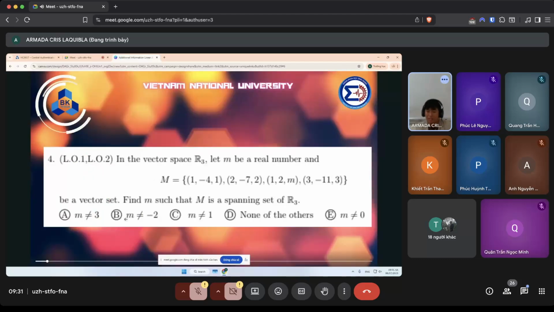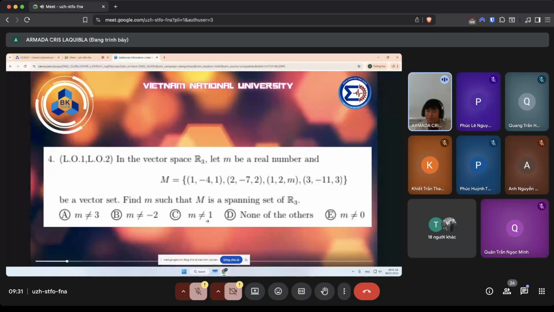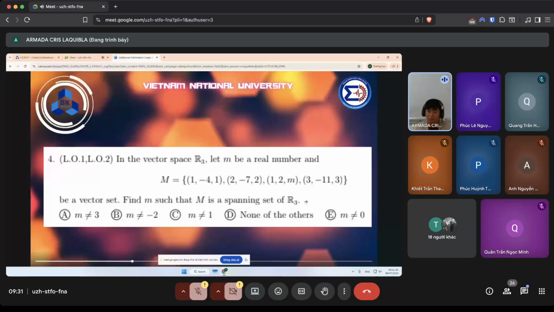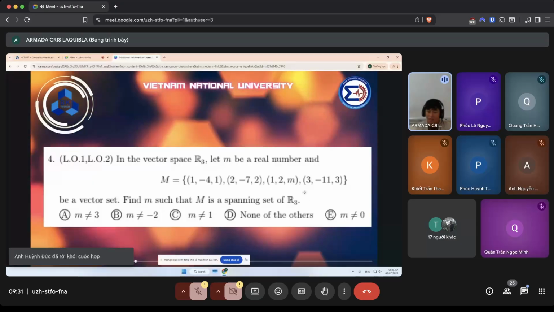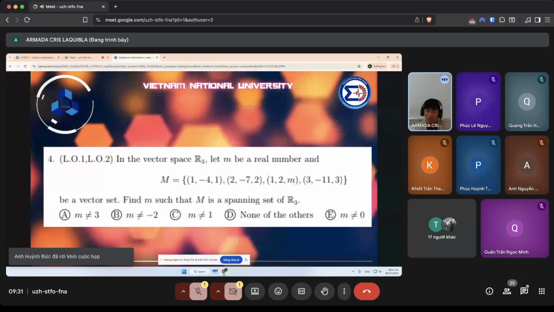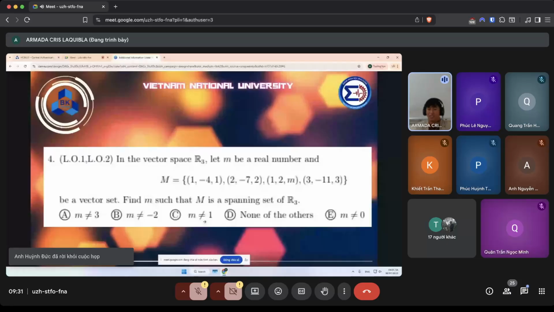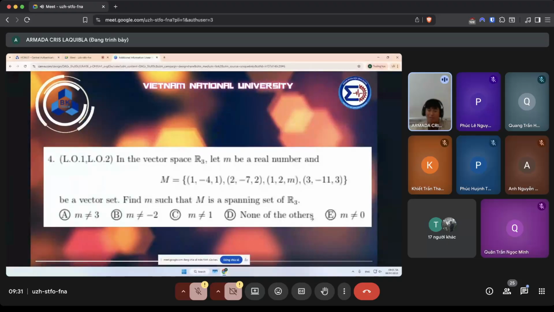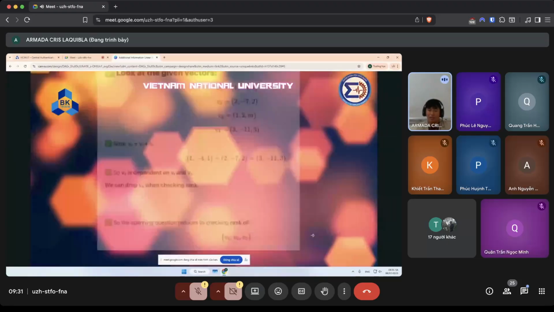So you will ask me like, sir, if m is not equal to 1, so any values for m, it will span R3? Yes, it will span. You can choose negative numbers and numbers greater than 1, like 2 and 3. So it will span your R3. Okay, next.